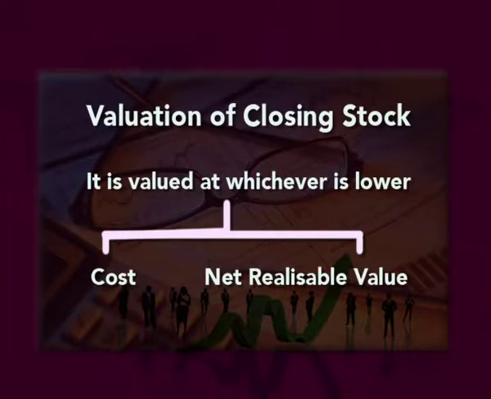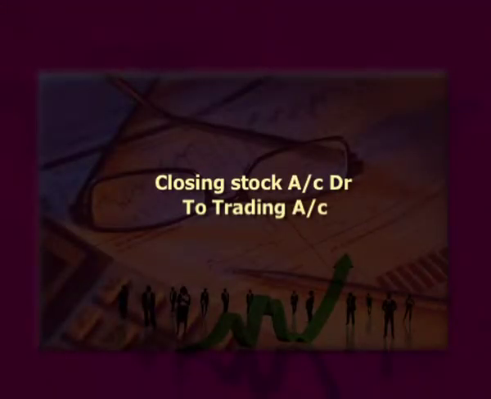And closing stock is, see, goods lying unsold at the end of the year. It is to be valued at the lower of cost or net realizable value of goods as per the principle of conservatism. For recording closing stock into books, the following entries are passed. Closing stock account is debited to the trading account. This entry has two effects: closing stock is recorded on the credit side of the trading account, and closing stock being an asset is recorded on the asset side of the balance sheet.